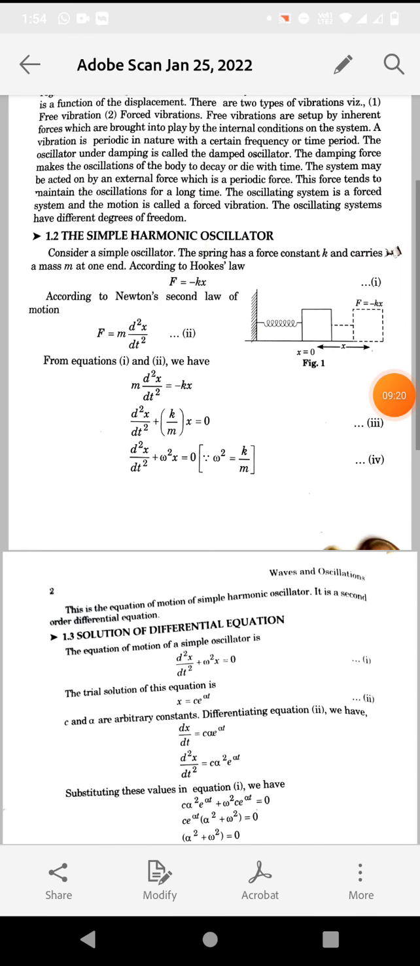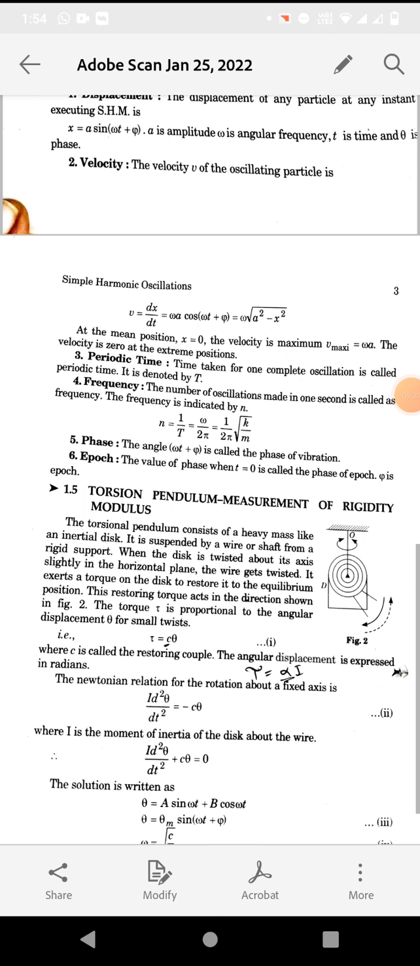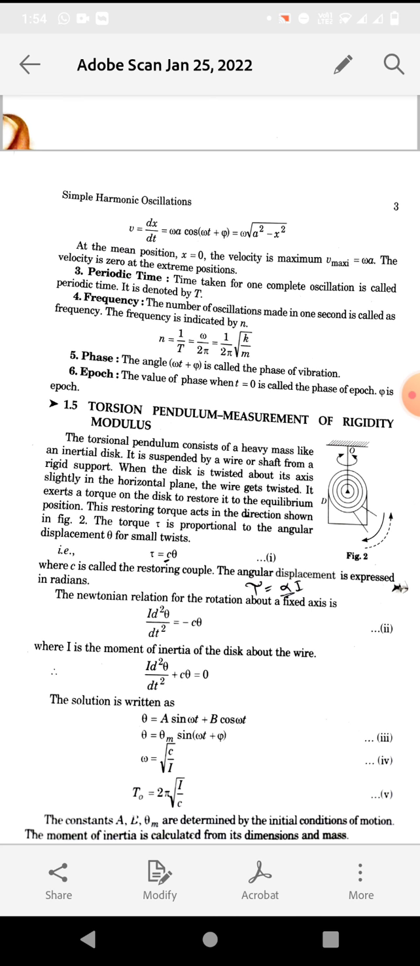Okay, our next topic is the torsion pendulum. We have already done it practically in our laboratory. What kind of parameters were found in that experiment? We find the rigidity modulus of the given wire by using the torsion pendulum. The practical procedure is how to find the rigidity modulus using the torsional pendulum.